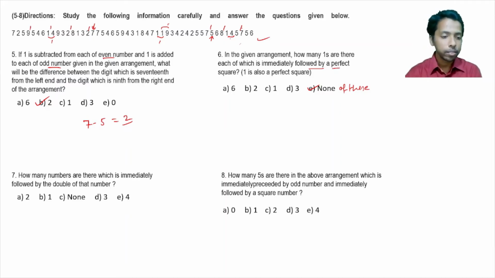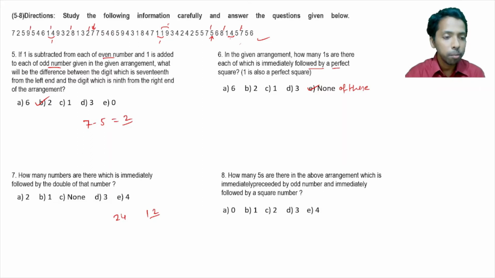Okay, moving to next. How many numbers are there which is immediately followed by double of that number? Suppose this is like this. If 2 is here, 4 is here, this is 1 set. If 1 is here, 2 is here, this is 1 set. Immediately followed by double of that number, right?